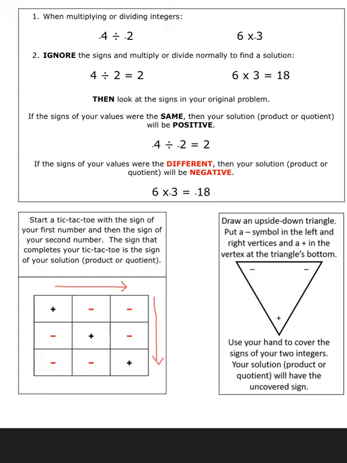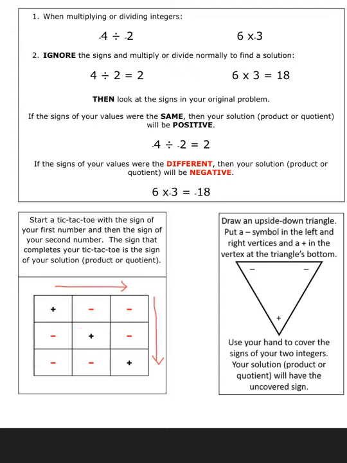So for example, if I have a positive times a negative, my answer will have a negative sign. If I have a negative times a positive, my answer will be a negative. Or a negative times a negative, it will equal a positive. Or like I said, you can read it straight up and down. So positive times a negative is going to equal a negative. Or negative divided by a positive, it will equal a negative, and so on.